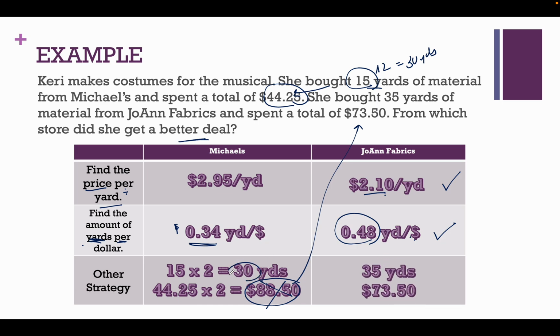In this case, we can't get it to be exactly 35 because 15 times 2 is 30, and 15 times 3 is 45, but it's close enough that we can see that for fewer yards, it's more money. So we can see that that's not the best deal. So it's still Jo-Ann Fabrics.